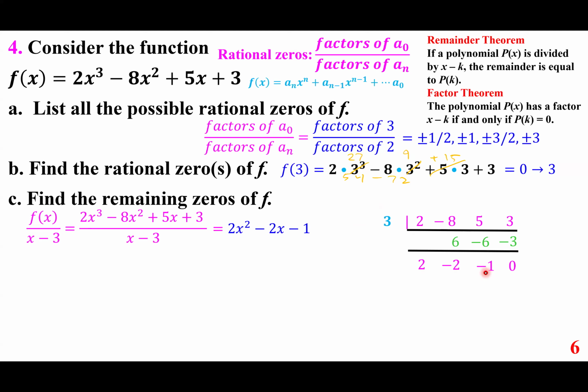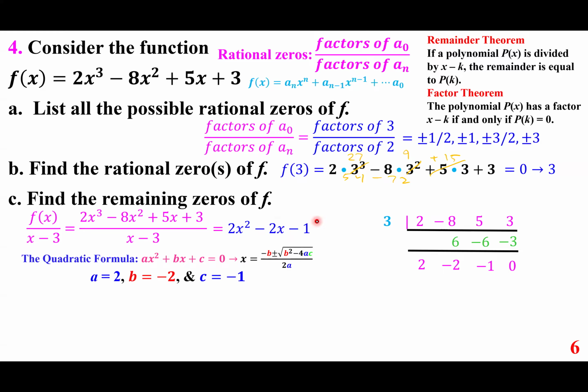And this is easy to handle. It can't be factored, but the quadratic formula indicates that for ax squared plus bx plus c equal to 0, x is minus b plus minus the square root of b squared minus 4ac over 2a. So a is 2, b is negative 2, c is negative 1. Plug in.